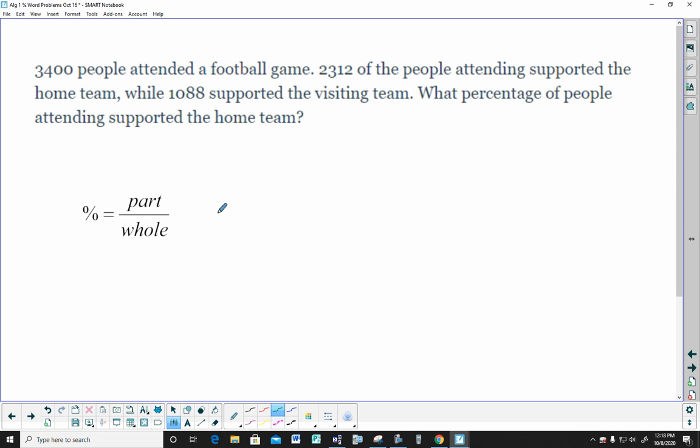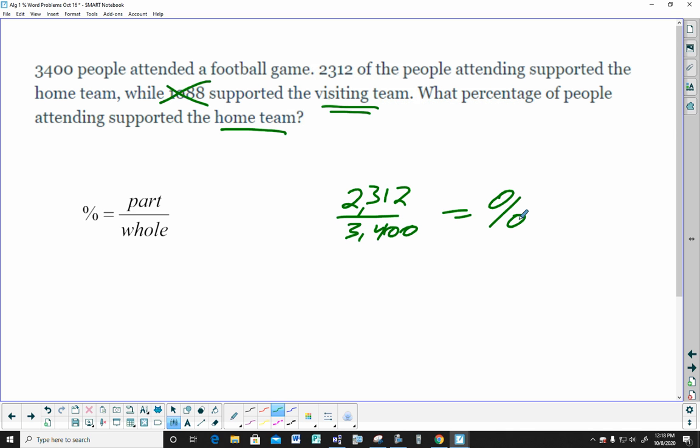3,400 people attended a football game, so that's going to be the whole. 3,400. 2,312 people attending supported the home team, while 1,088 supported the visiting. What percentage of the people attending the game supported the home? So I don't use this because they were the visiting team. They gave me more information than I needed. And you have to find out what percent is that. So you type it in, 2312 divided by 3,400 is 0.68. So then I change it to 68% and you're done.